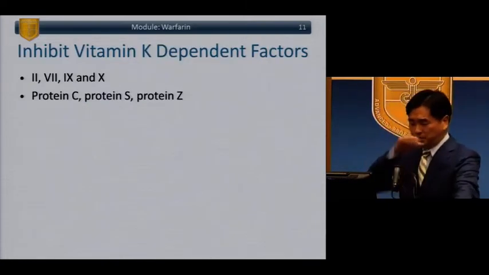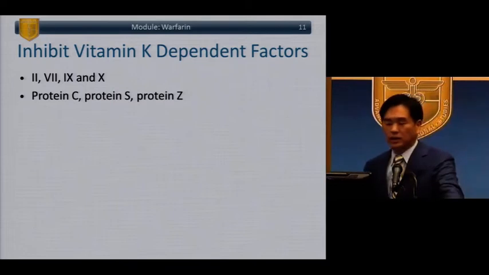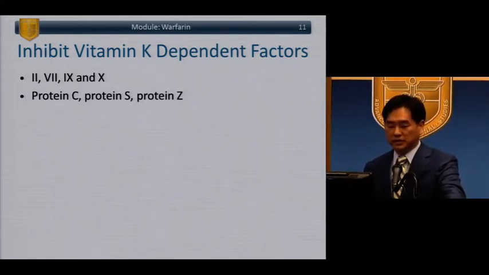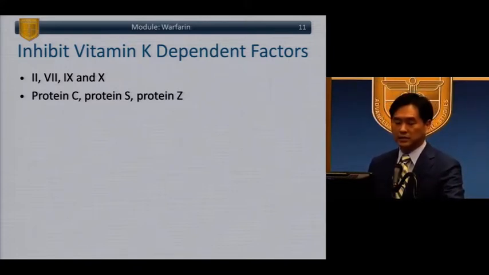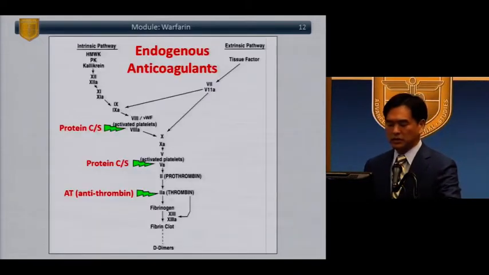Let's talk about, excuse me, warfarin. Warfarin is a vitamin K dependent factor inhibitor, factors 2, 7, 9, and 10. Remember that warfarin also works on proteins C, S, and Z. Anyone care to guess which one comes first? That's not a real question.